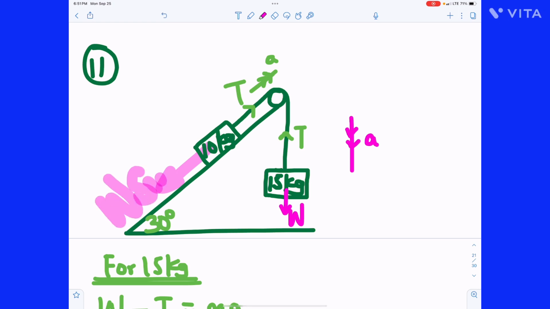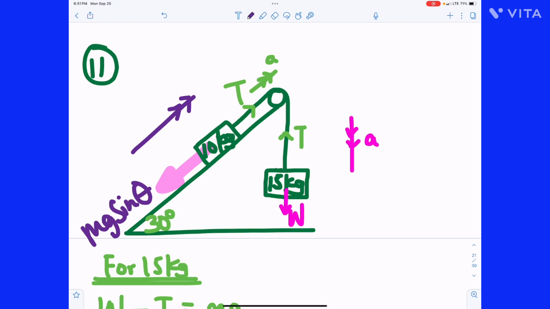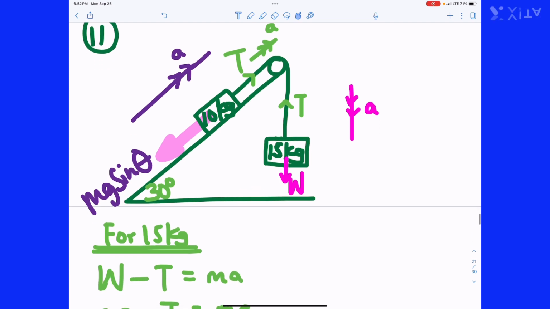That's W sine theta, or mg sine theta. Let me use mg sine theta. Since the system accelerates upwards in this direction, it means that the tension in this string overcomes mg sine theta. Both are dragging the mass. This one is pulling it downwards, the tension is pulling it upwards. But because the system moves in this direction, the tension overcomes mg sine theta.